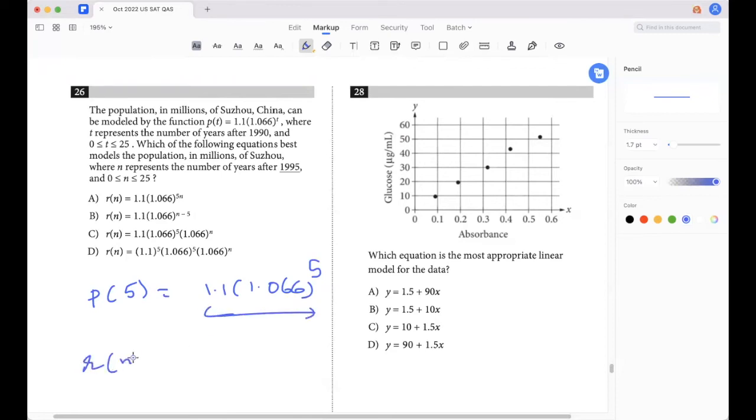So population after n years from this would be 1.1 into 1.066 to the power 5 into 1.066 to the power n, right? Because the growth factor remains the same, it's increasing. Yeah, so it's 1.1 into 1.066 to the power 5 into 1.066 to the power n, which is option C.